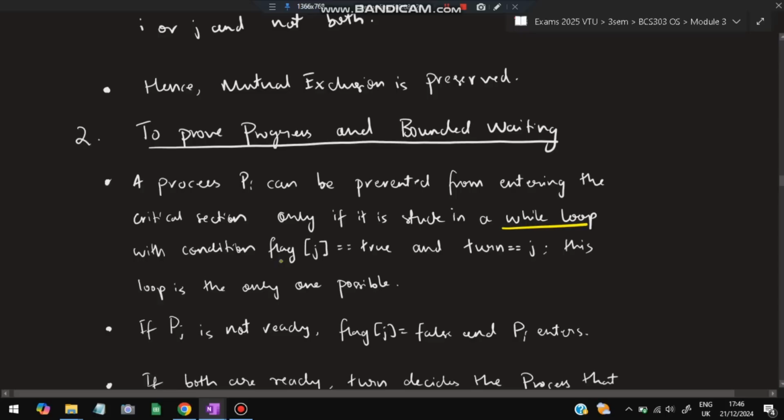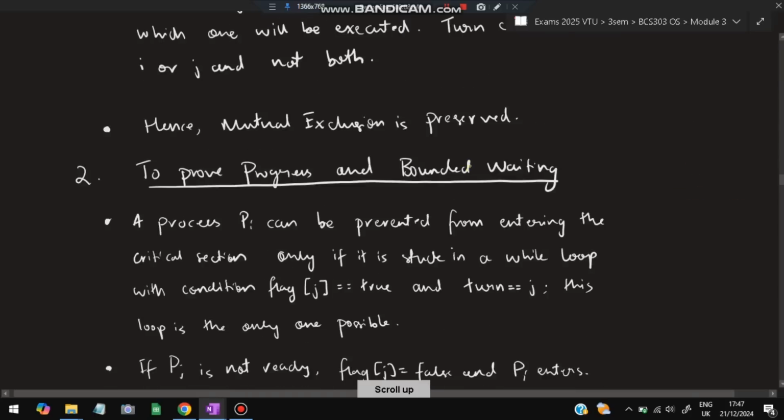Why? Because the loop condition is flag[j] equal to true and turn equal to j. If both these conditions are true, then only it will be stuck in the while loop, but both of these conditions can't be true. Why? Because if flag[j] is true, turn will be i, right? We had said that we set flag[i] equal to true and turn equal to j, if you remember. First I'll just show you.